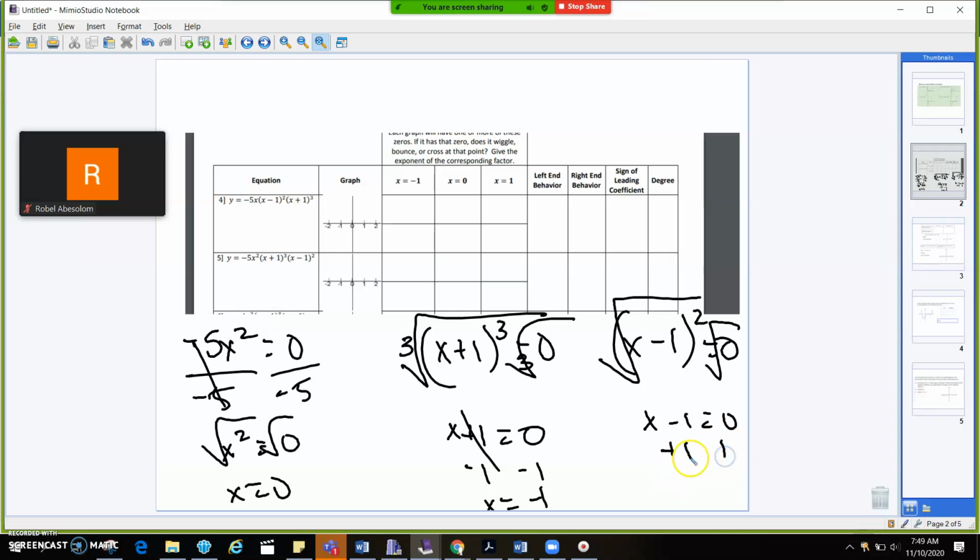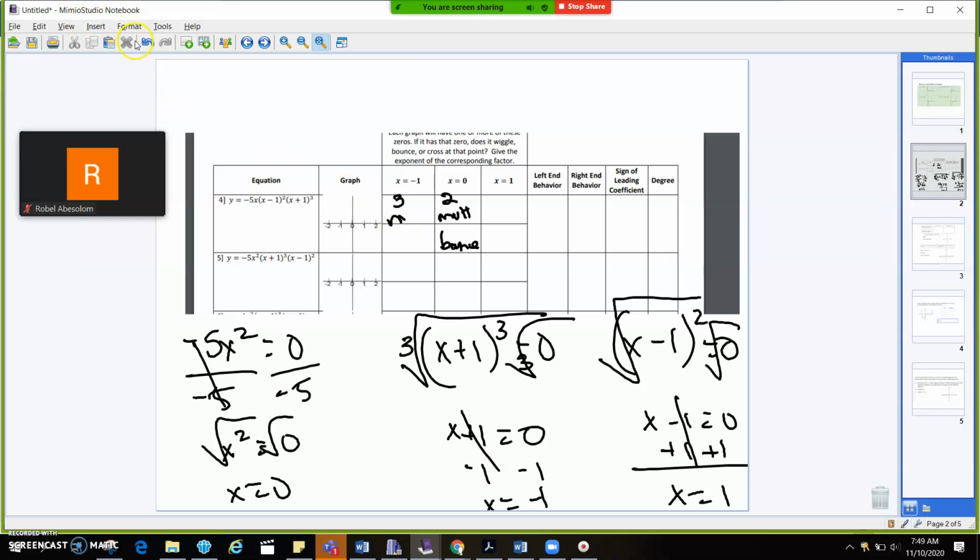So x equals 1. Now we're going to do the multiplicity. When x equals 0, that had a multiplicity of 2, and that's a bounce. X equals -1, that had a multiplicity of 3.